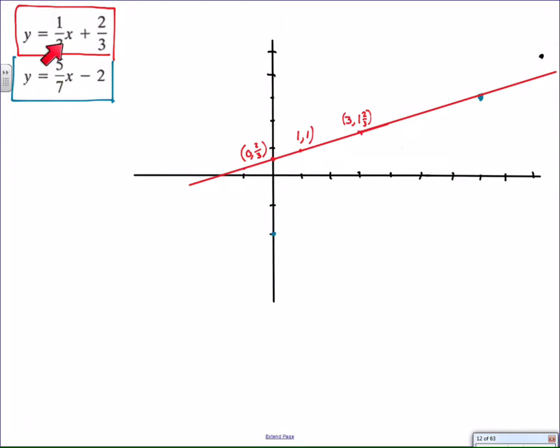And my slope is 1/3, which means 1 day later, if I had 2/3 of a dollar, 1 day later I'll have 1/3 more for a total of 1 whole dollar. So over 1, up 1/3. A better way to do that might be to say every 3 days you get an extra whole dollar. So from 2/3 of a dollar, 3 days later, I get an extra dollar more.